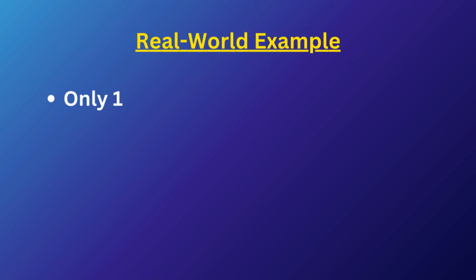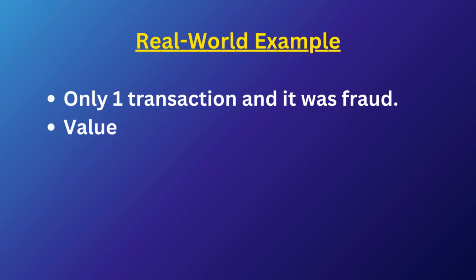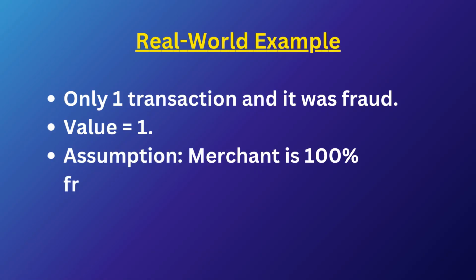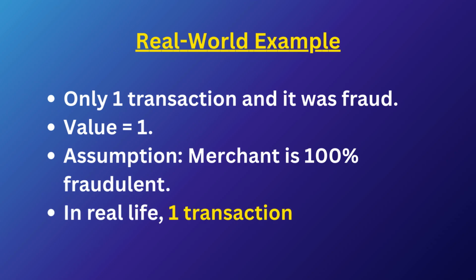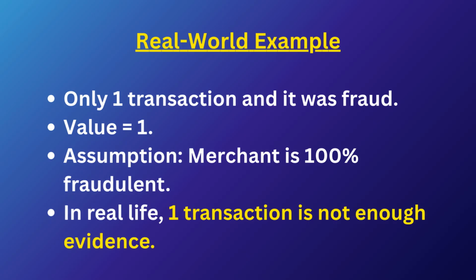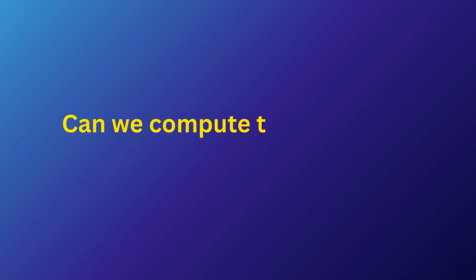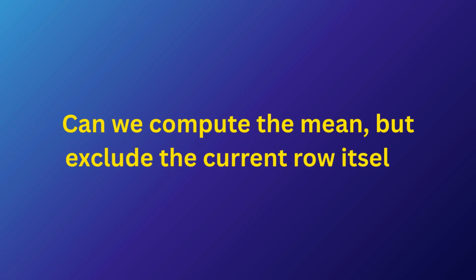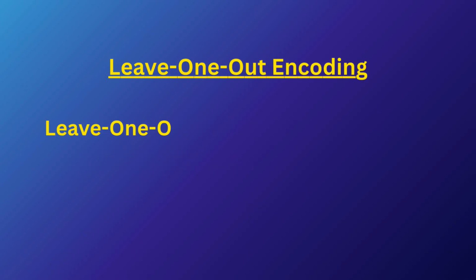Now let's see a real world example. Imagine a fraud detection system. If a rare merchant has only one transaction and it was fraud, target encoding gives value as 1. Model now assumes that merchant is 100% fraudulent. That is unstable and unrealistic. In real life, one transaction is not evidence. So, data scientists asked, can we compute the mean but exclude the current row itself? And that idea leads to leave one out encoding.